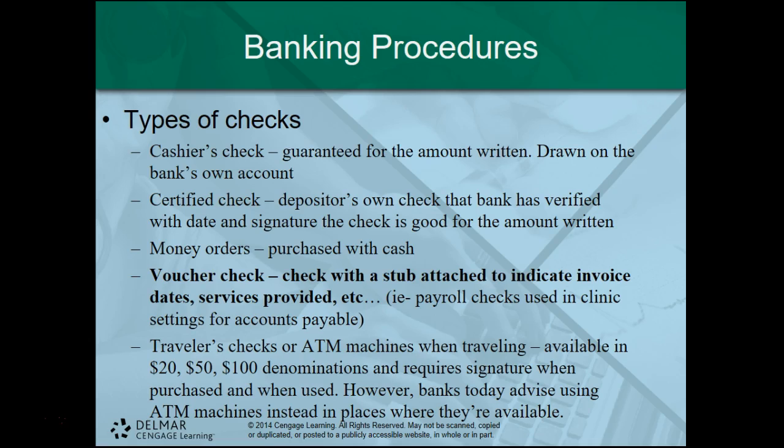So basically what happens is you go in, I write a check off my account, and I take it into the bank, and the bank will sign and date it and say, yes, she has the money in her account. This check is good for this date. Money orders are purchased with cash. You can get those at the bank, but most people get them at the gas station because they're cheaper.